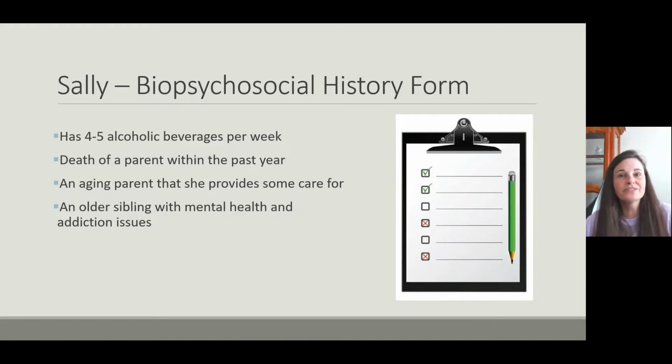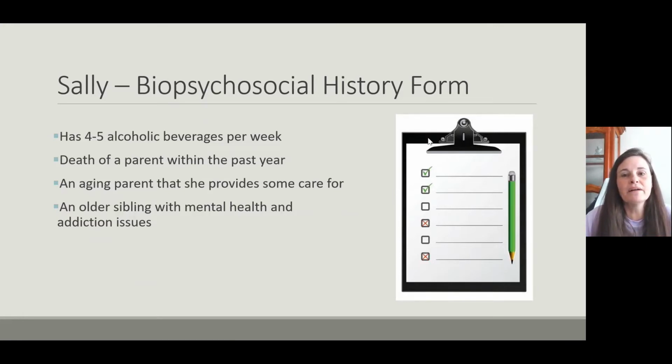So why is this important for us to really pull out of that biopsychosocial form? It's very interesting to look at the alcoholic beverages that she's drinking. She doesn't report any problems or mention anything during your discussion, but you do note it on the form when you're reviewing it later. You see that there's the death of a parent. She still has another aging parent that she's doing some help for, but we know these are some additional things that are happening and going on outside of what she's already told us.